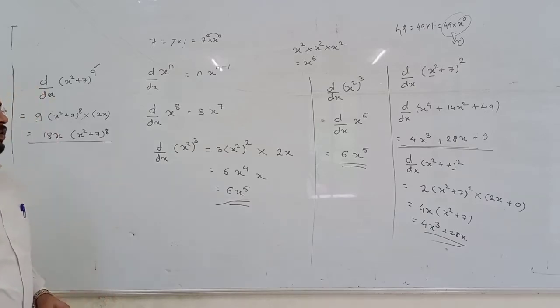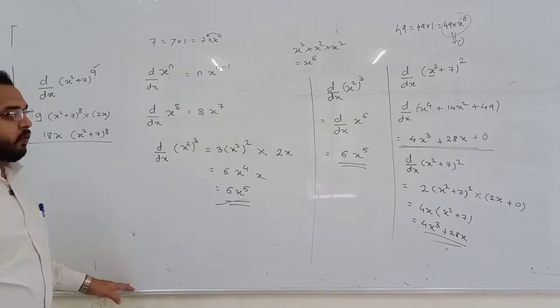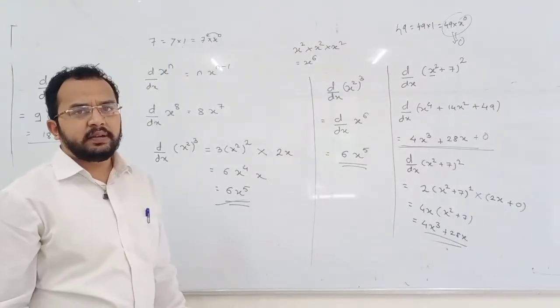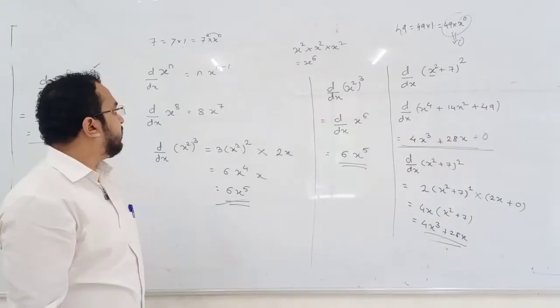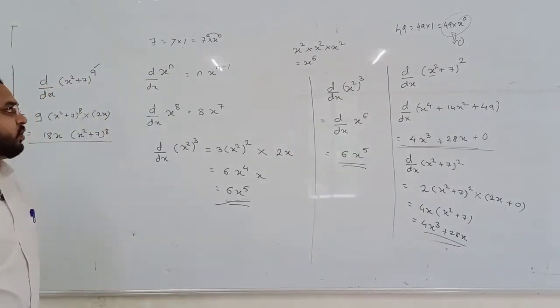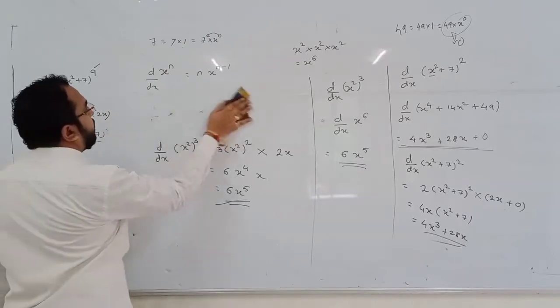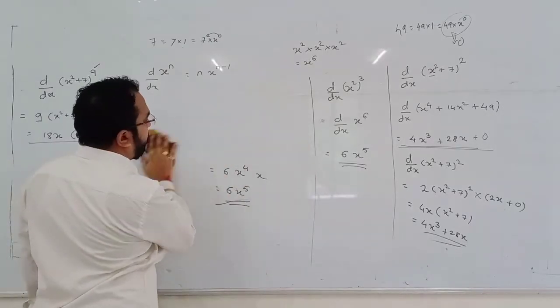So where is the chain rule necessary, and where is it not necessary? If something other than x is present, then the chain rule is necessary. So we can write down the chain rule in terms of the power rule.